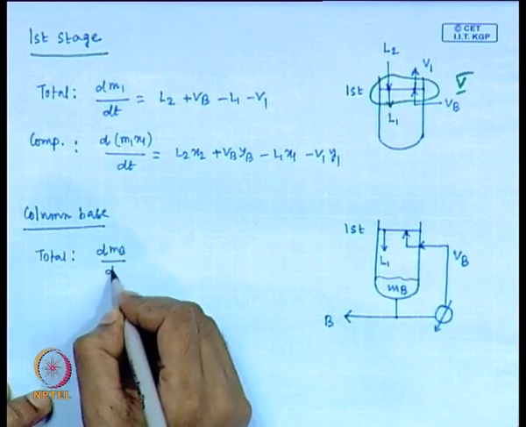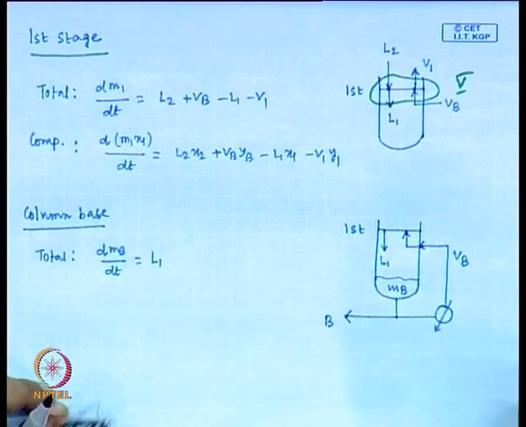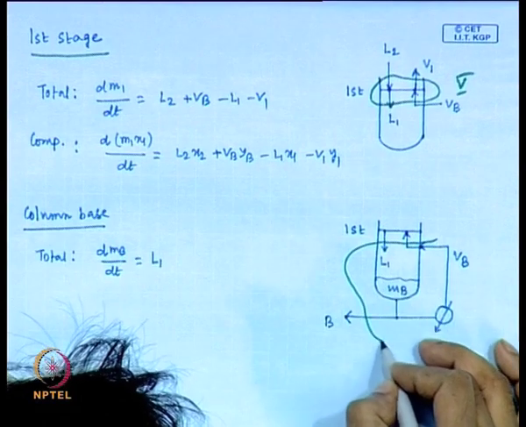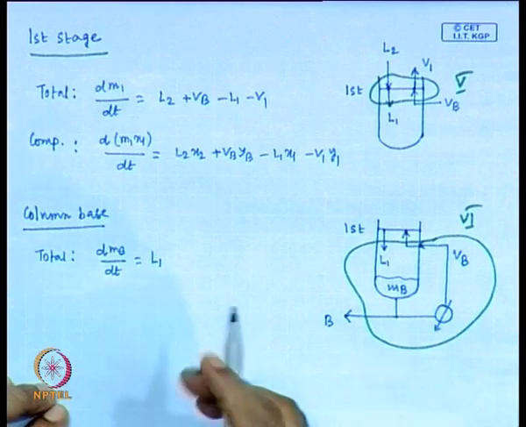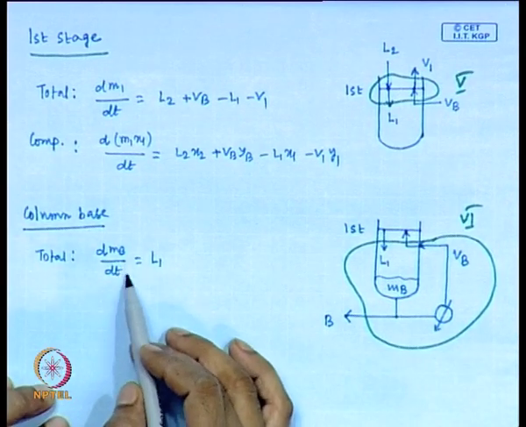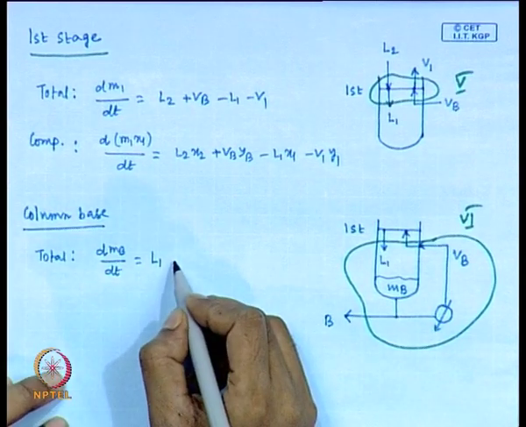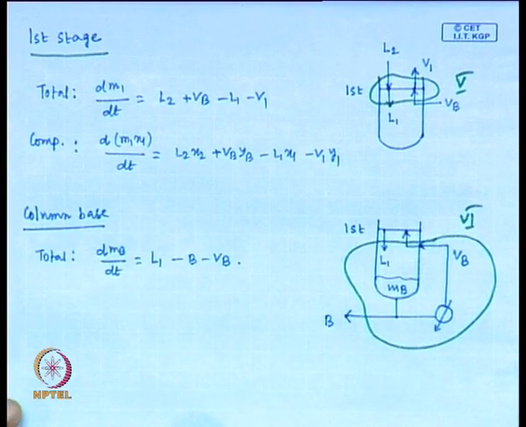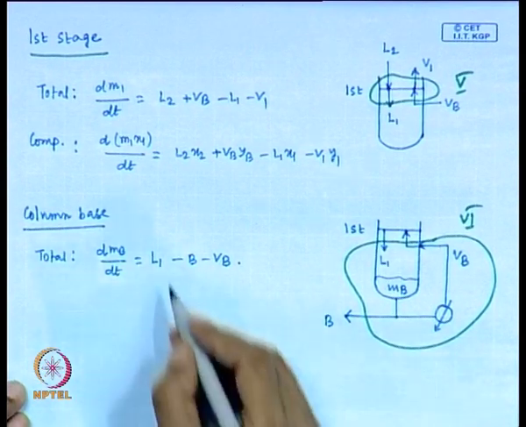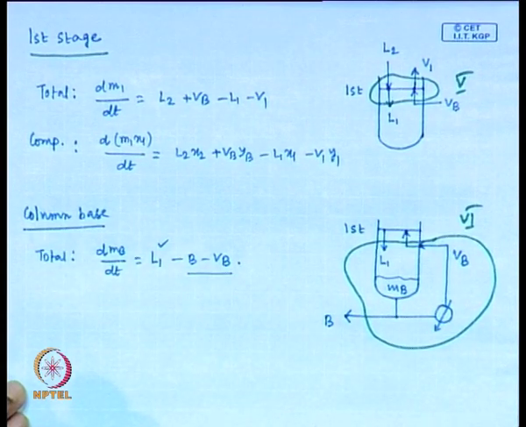dmb dt equal to L1. Anyway, this is the sixth envelope. So, total mass balance is dmb dt equals to input, which is L1, and there are two output streams, one is B, another one is Vb. Fine. L1 is the input stream, B and Vb both are the outgoing streams from this sixth envelope.